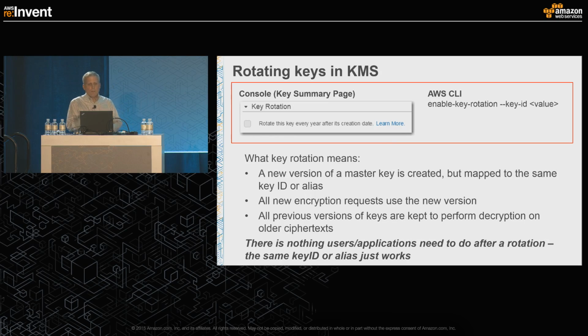For master keys that are rotated, we will keep the old version of the key, but we ensure that it can only be used to decrypt previous data. All new encrypt requests against this key ID will use the new version, the rotated version of the key. We keep both versions around, but they both map to the same key ID or the alias that you've defined previously. So your applications don't have to know anything about rotation. It just works. And you can get evidence in CloudTrail that we rotated your key to make your auditors happy, but you don't have to change anything inside your applications.